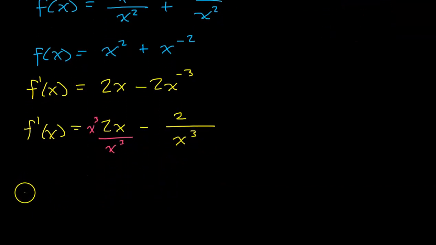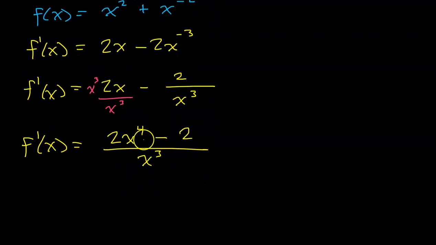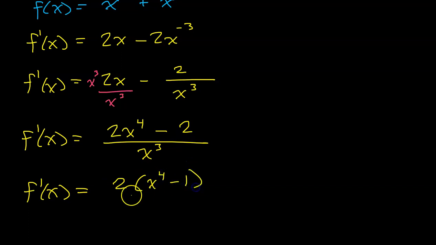So in that case, I'm going to have f prime is equal to 2x to the fourth power minus 2 over x to the third power. Is this factorable? Well, we definitely have a GCF of 2 up here, so I can pull that out. So that will leave me with x to the fourth power minus 1 all over x to the third power.